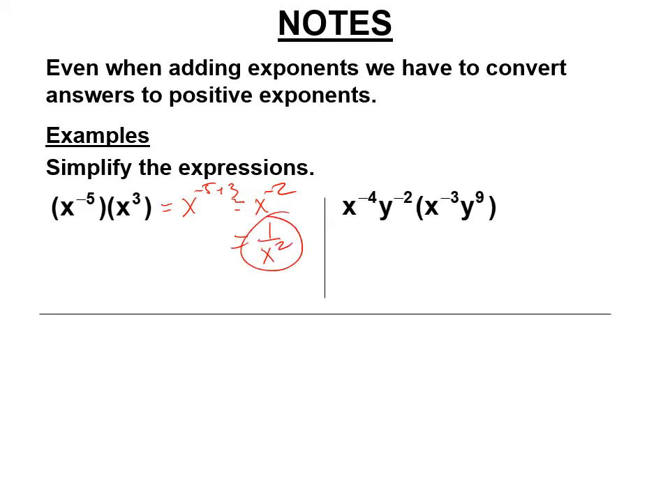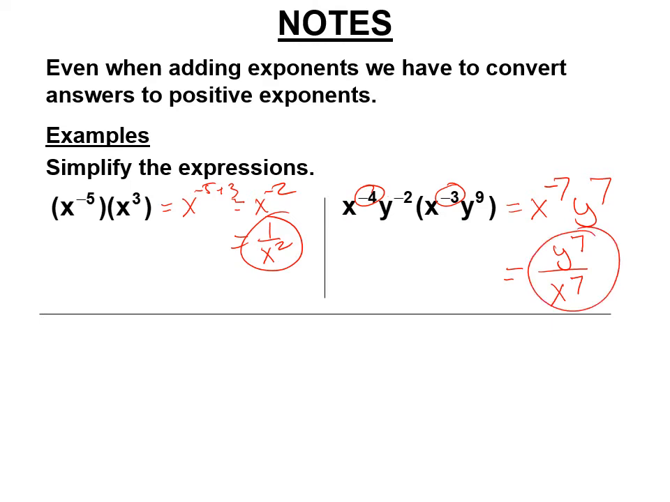See another one of those. So you have -4. You have -4 plus -3 is -7. -2 plus 9 is +7. So can't leave it that way. The y to the 7th stays where it is. The x comes down here, and we get y to the 7th over x to the 7th.